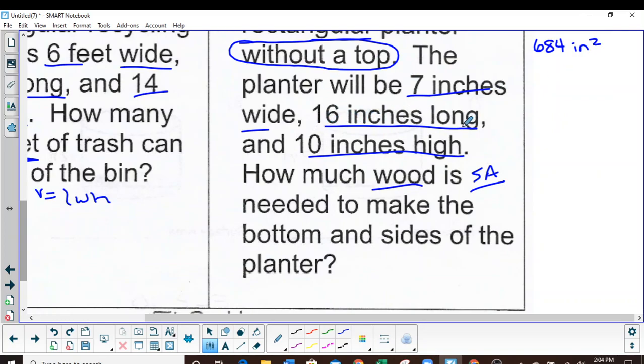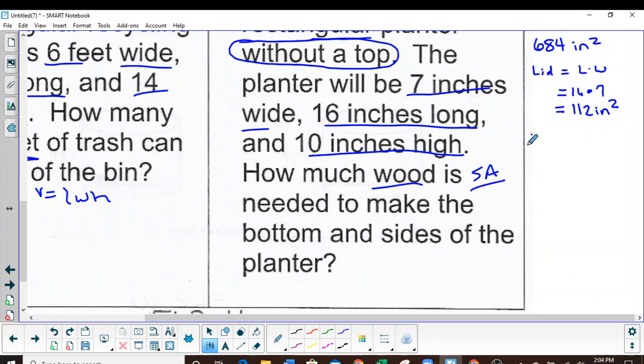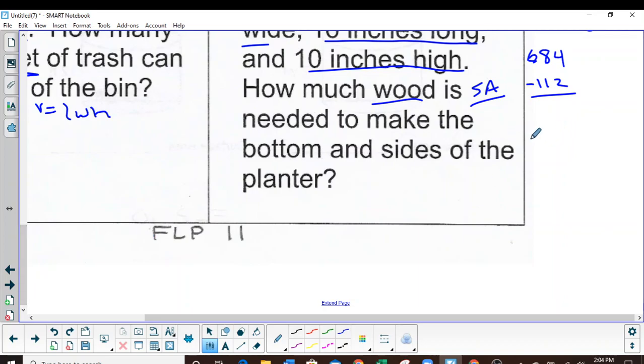So let's think about this. If it's missing the lid, that's nothing more than the length times the width. And then we can subtract that. So if we replace the length with 16 and the width with 7, we multiply those two, that gives us 112 inches squared. And so all we gotta do is just take the lid part away from what our total surface area was. Okay, 684 minus 112. You can pop that in Desmos or your handy dandy calculator, whichever way. You end up with 572 inches squared, and that is without the lid, so we'll pop that right here.